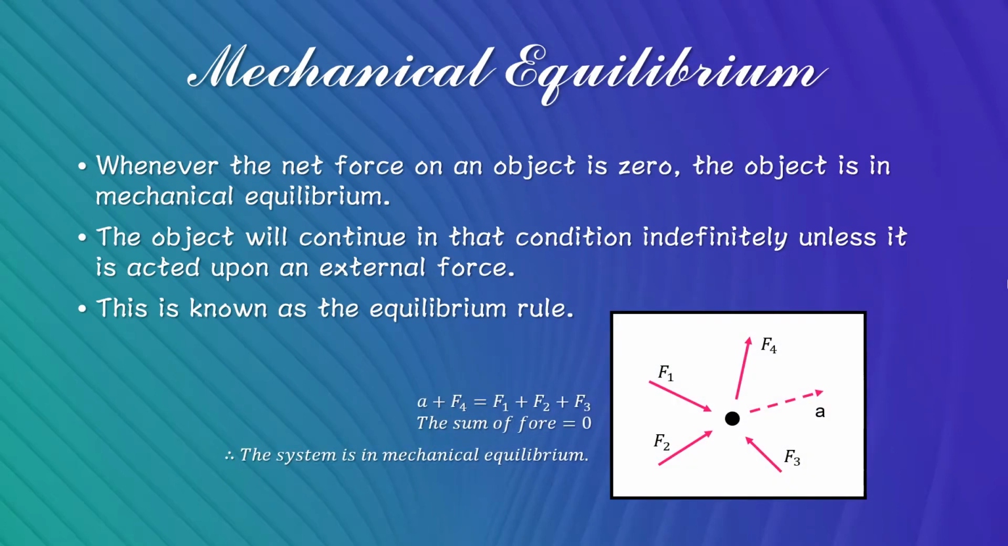The following equilibrium is mechanical equilibrium. Whenever the net force on an object is zero, the object is in mechanical equilibrium. This object will continue in that condition indefinitely unless acted upon by an external force. This is known as the equilibrium rule.